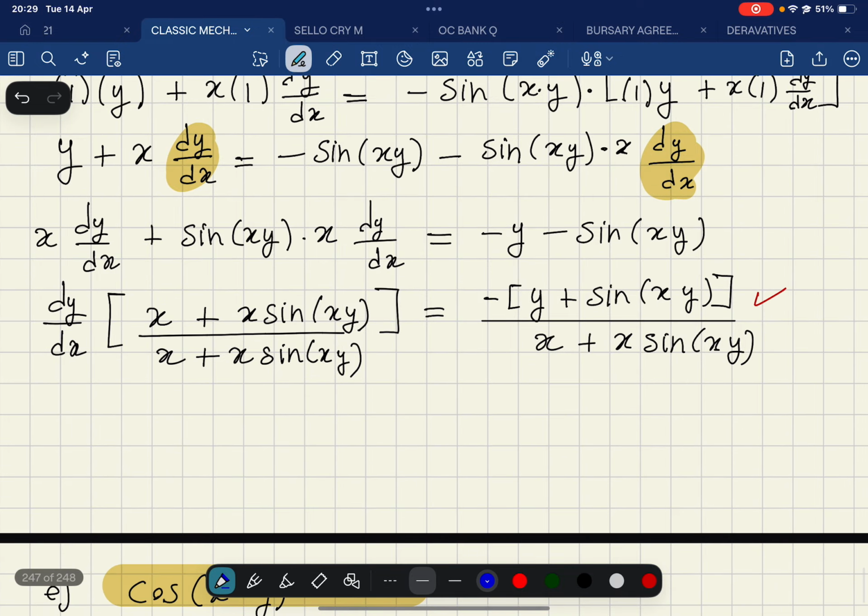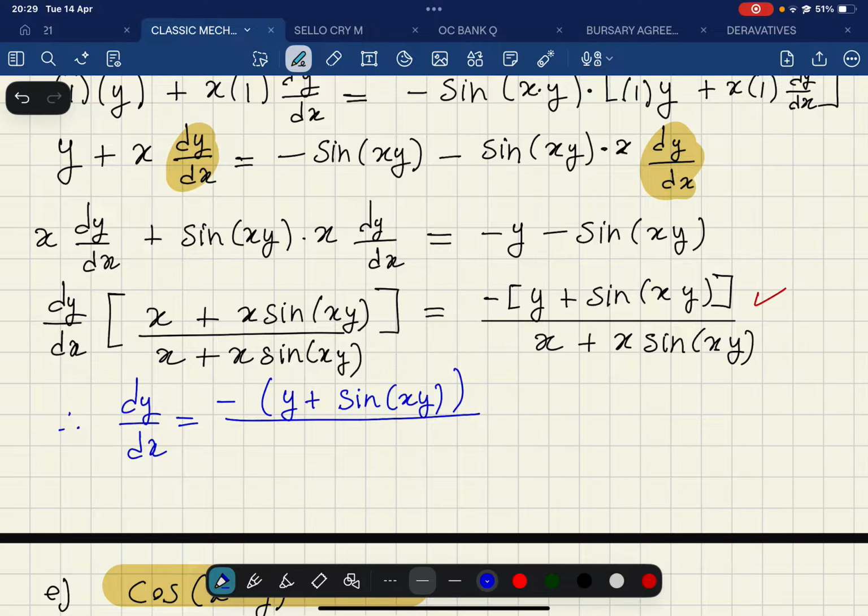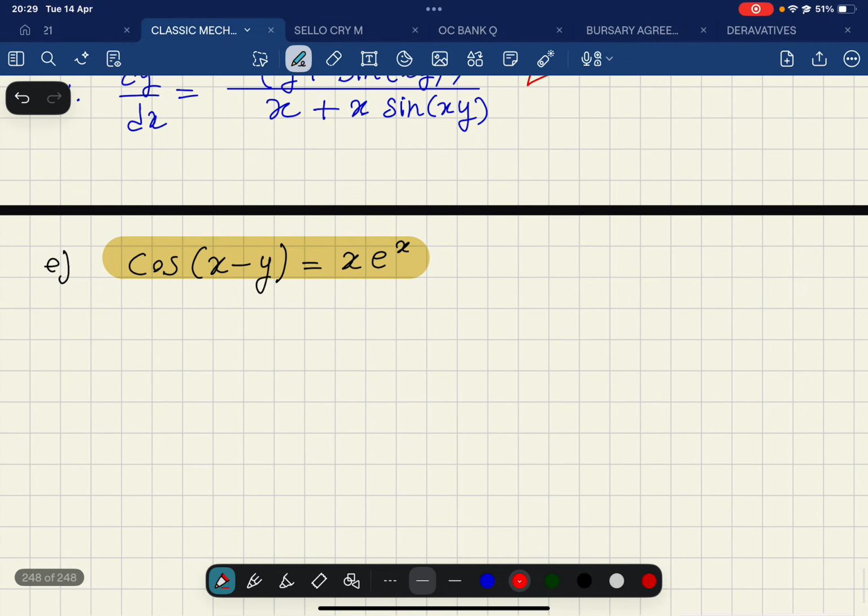You can say, therefore, your dy over dx is equal to negative y plus sine xy, all divided by x plus x, the sine of xy. From there you are done. We go to the next part.